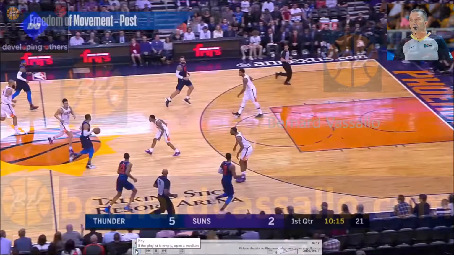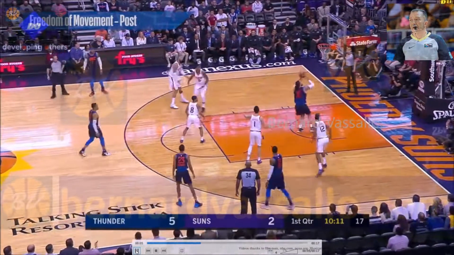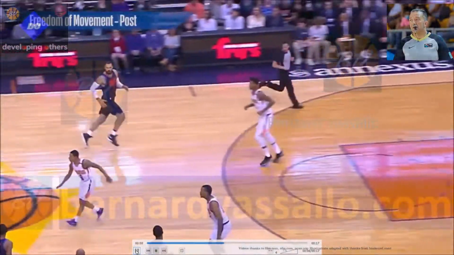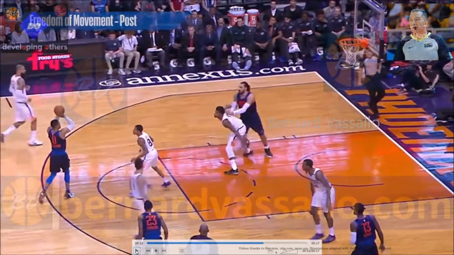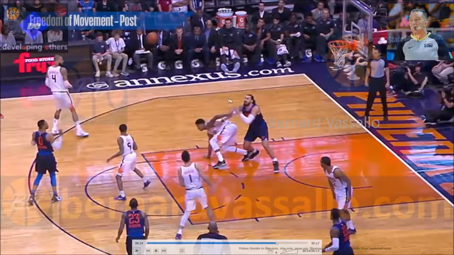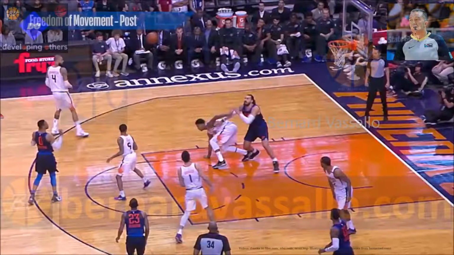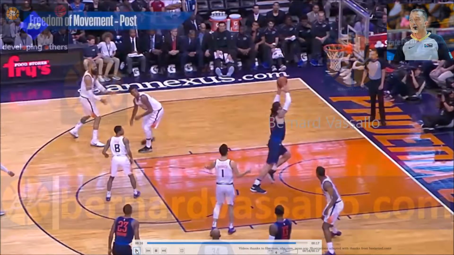Let's review it again in normal speed and then with slow motion, the pass coming over. And now with slow motion, we see Westbrook seeking the pass towards the post player in the key. The lob pass is coming over and we have the post player pushing off white 0 in order to create space for him to receive the ball. The ball does arrive in his hand, but obviously this is an offensive pushing foul.